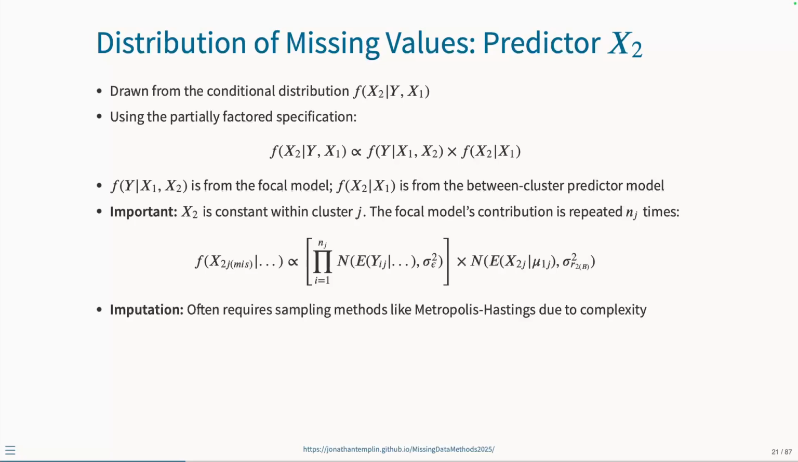So the distribution of the missing values for the level 2 predictor x2 still has that same partially factored specification, where its distribution conditional on y and x1 is proportional to the distribution of y conditional on x1 and x2 times the distribution of x2 given x1. Those are component parts of it. I don't know if you're ever going to sample from this directly. Even the book says it often requires sampling methods like Metropolis Hastings. When you hear Metropolis Hastings, what's one acronym that gets in your head? Initials. Metropolis Hastings is an MCMC method, right? So that's where that tends to show up.